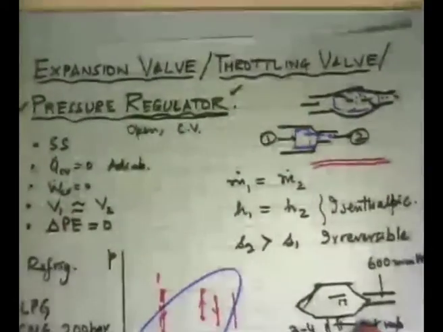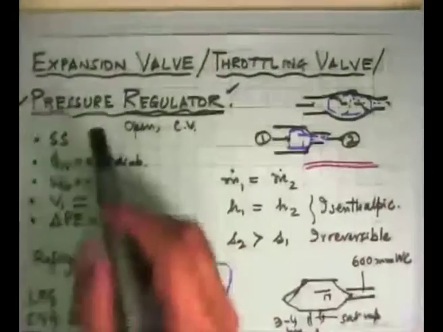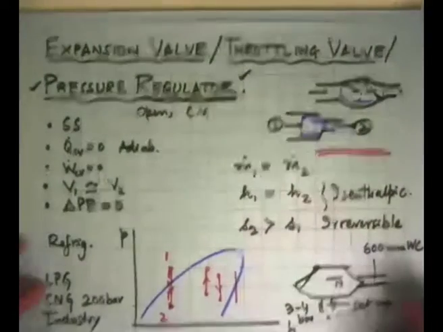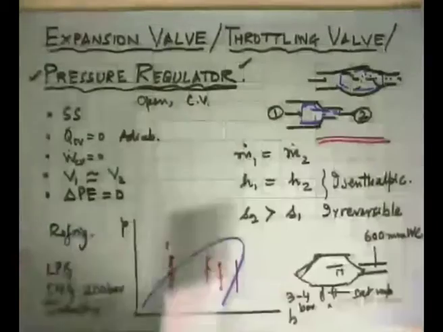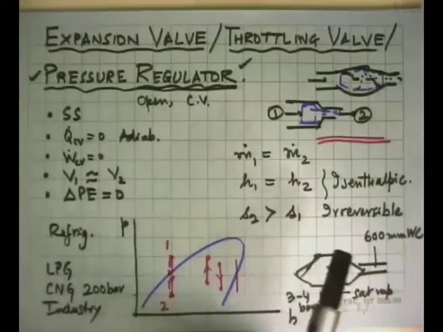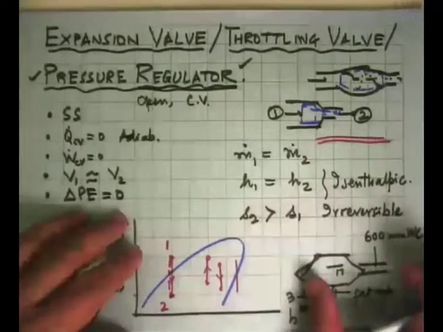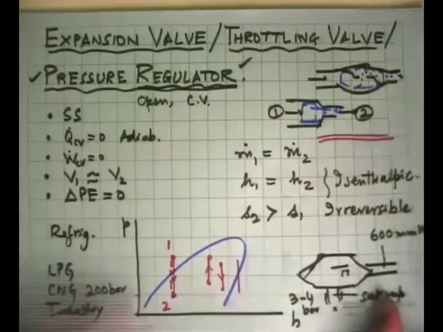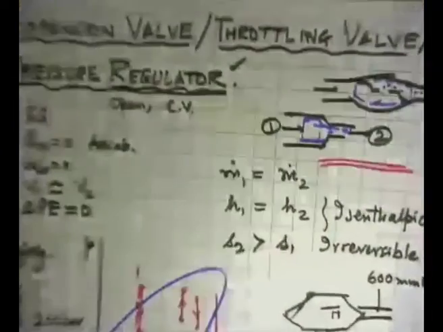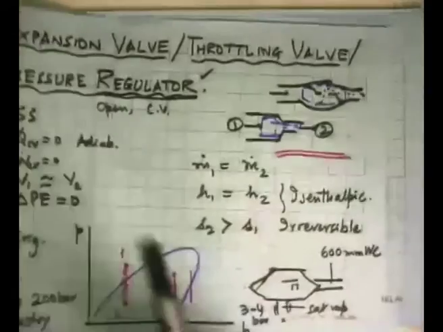Okay, so this is the idea of a throttling valve or a pressure regulator or an expansion valve. It need not even be a valve, as I mentioned. In a refrigerator, it could just be a long, very thin tube through which the refrigerant goes, and because of the frictional pressure drop, it achieves the purpose of throttling. Okay, so that was what happens in a pressure regulator or an expansion valve.